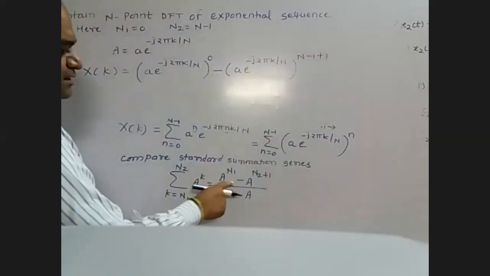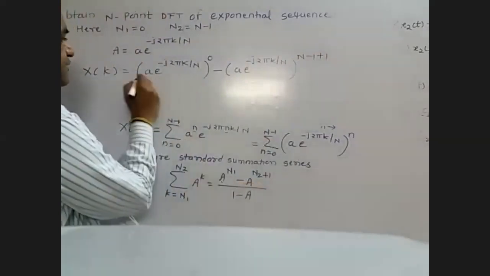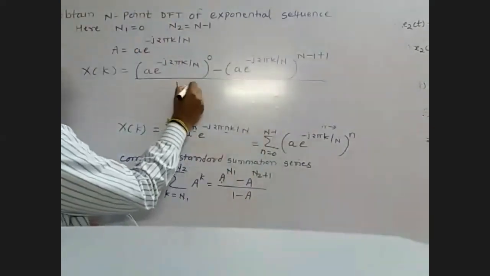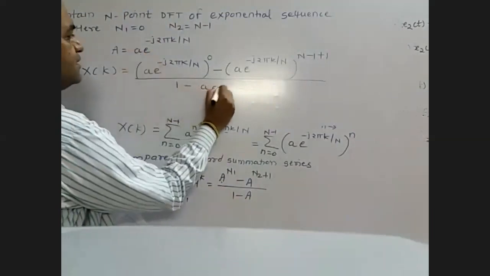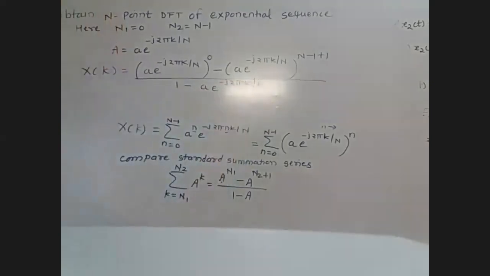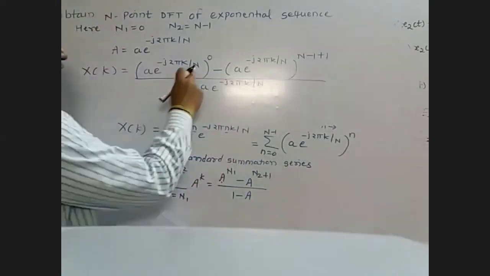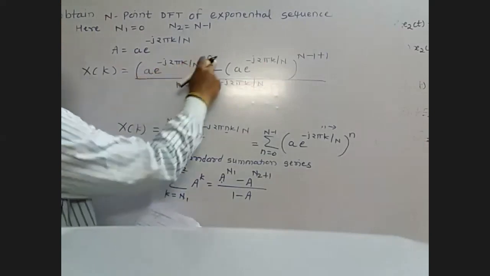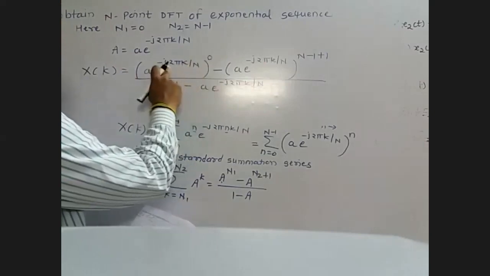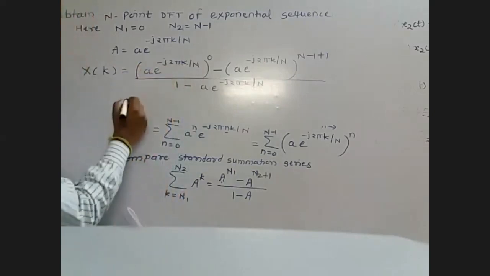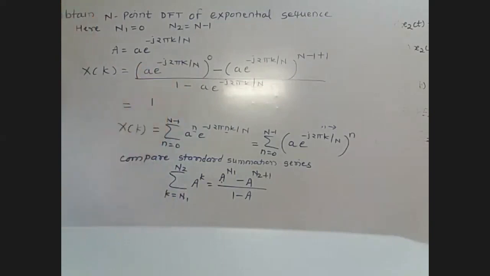So this term is completed. This is the numerator term, so now I go for the denominator term, 1 minus a. a is nothing but a e raised to minus j 2 pi k by n. So this term will come in the denominator. Now here, the term raised to 0, if you multiply it, you get a raised to 0 and e raised to 0, so it becomes 1. So I write here it will be 1.